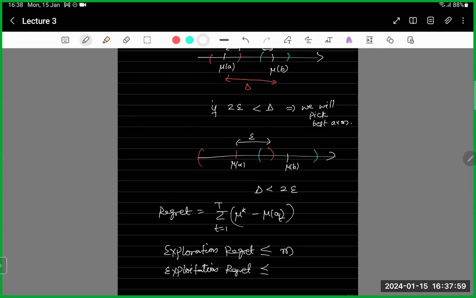what is it less than or equal to? T minus 2m into delta. Right? I can take delta. And what do we know about delta? Delta is less than or equal to 2 epsilon. Because in the other case, I have a regret of 0. So I can take this to be either 0 or T minus 2m into 2 epsilon. Since I'm only caring about an upper bound, I can write like this, right? Because whenever I make a mistake, my delta is less than or equal to 2 epsilon.